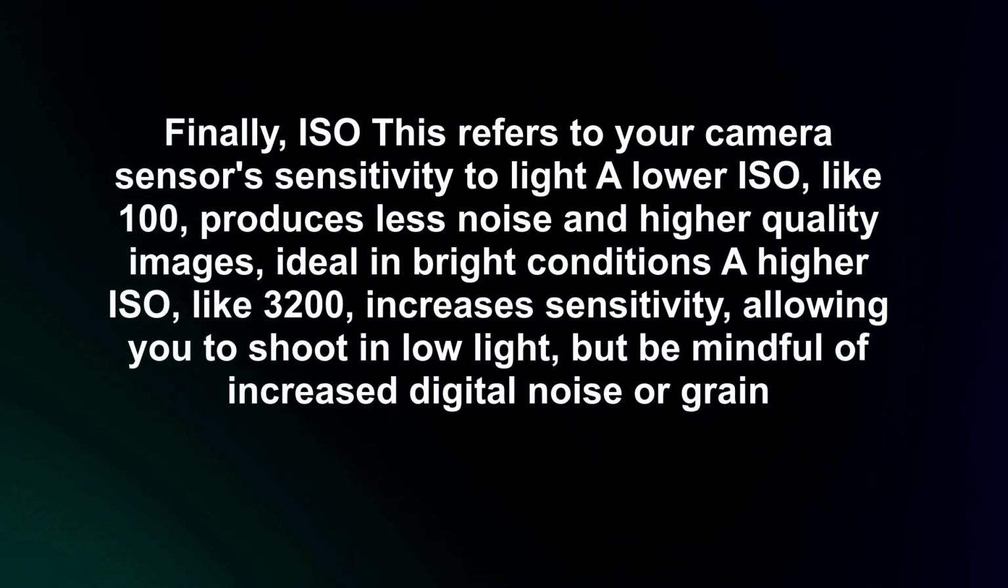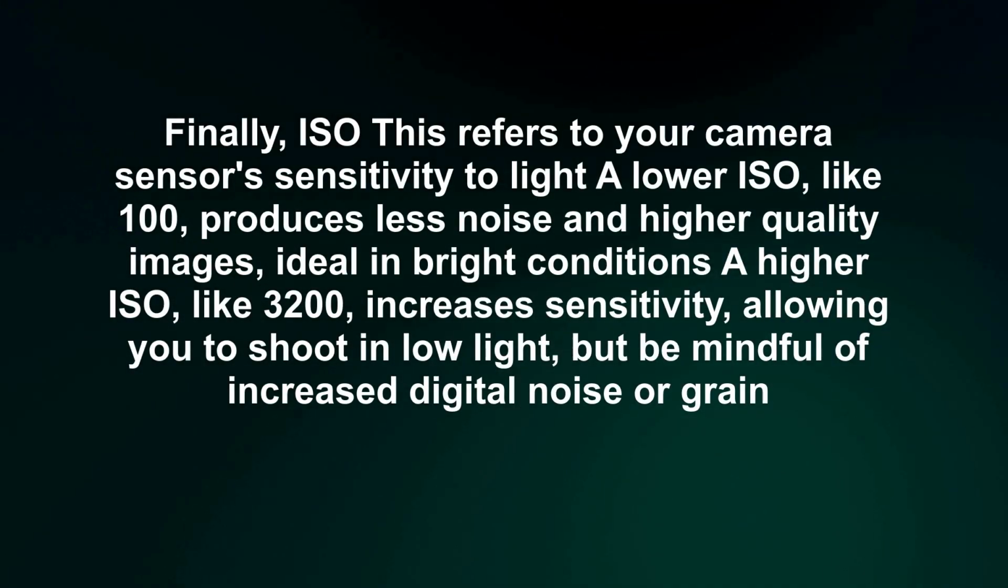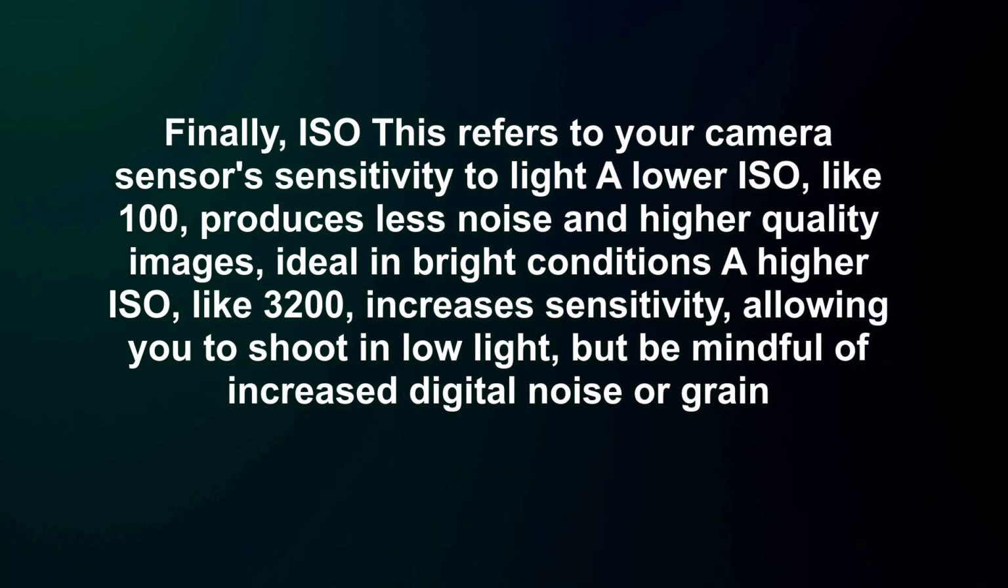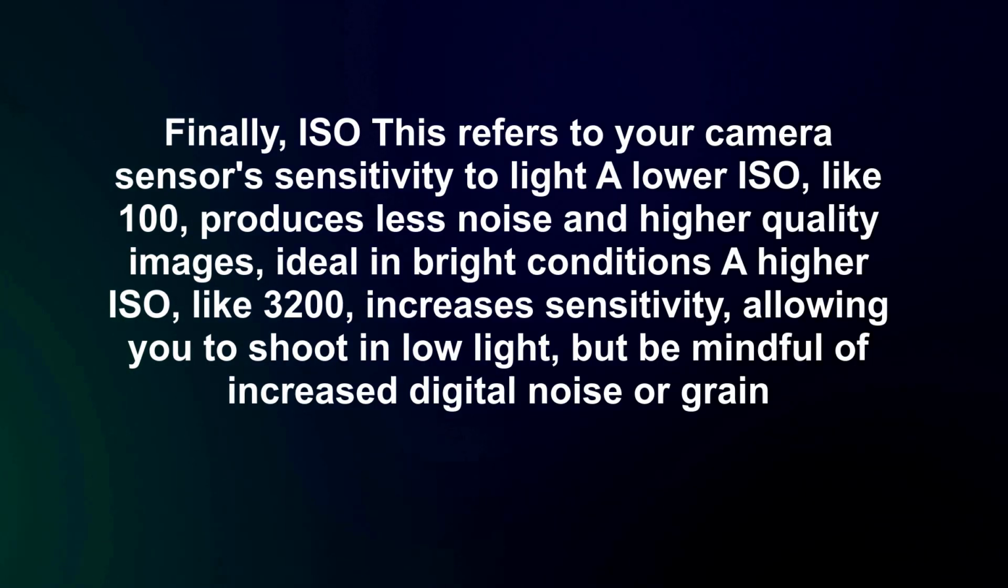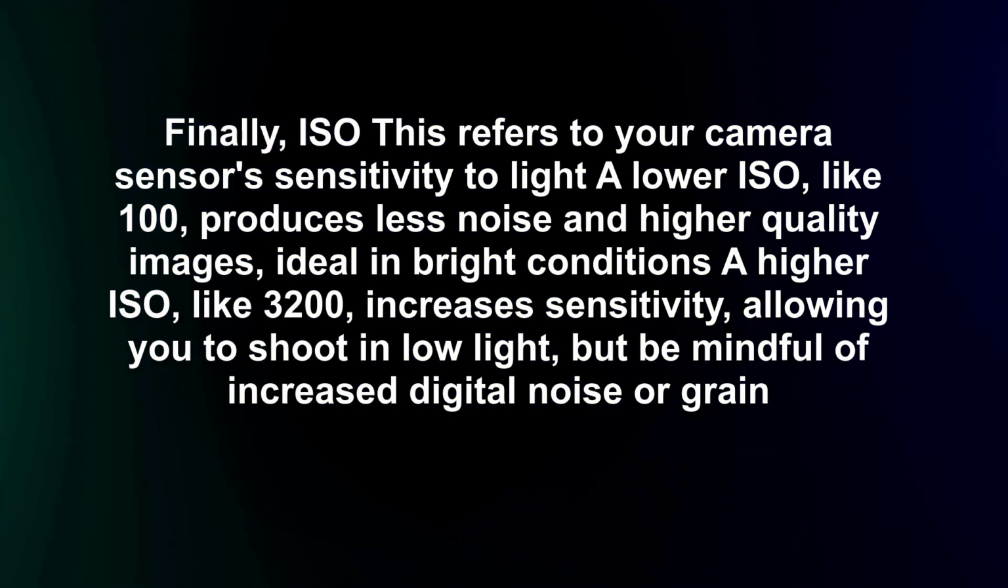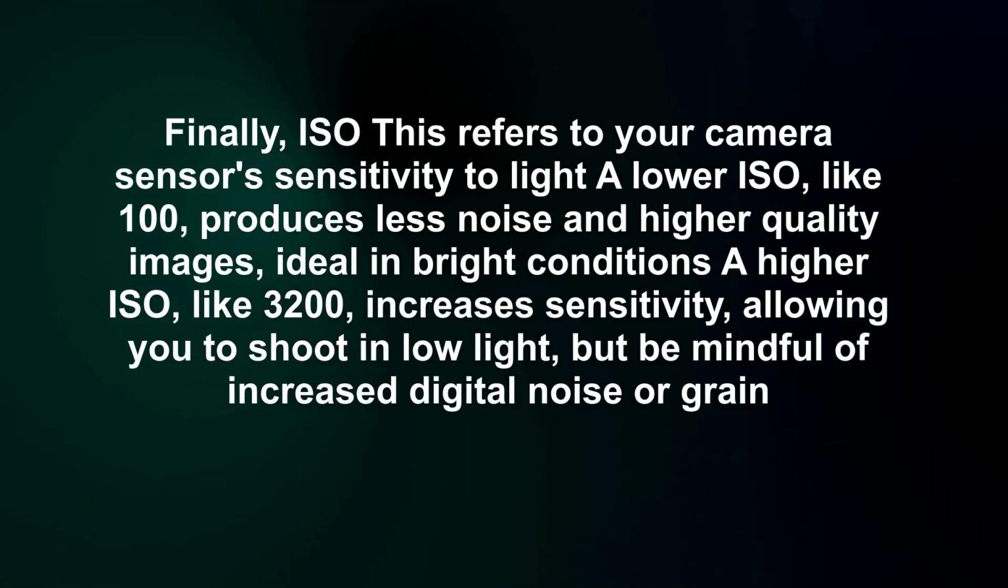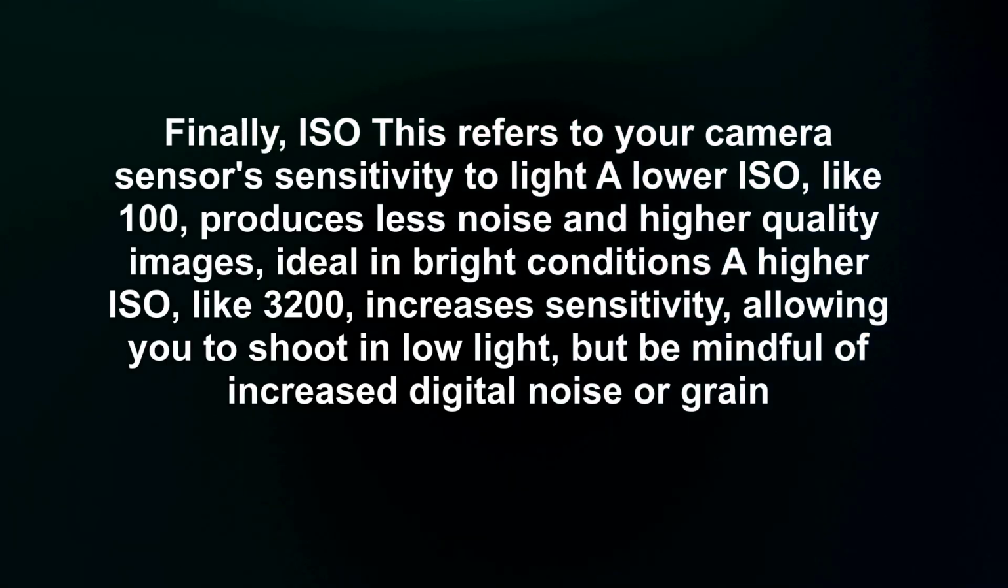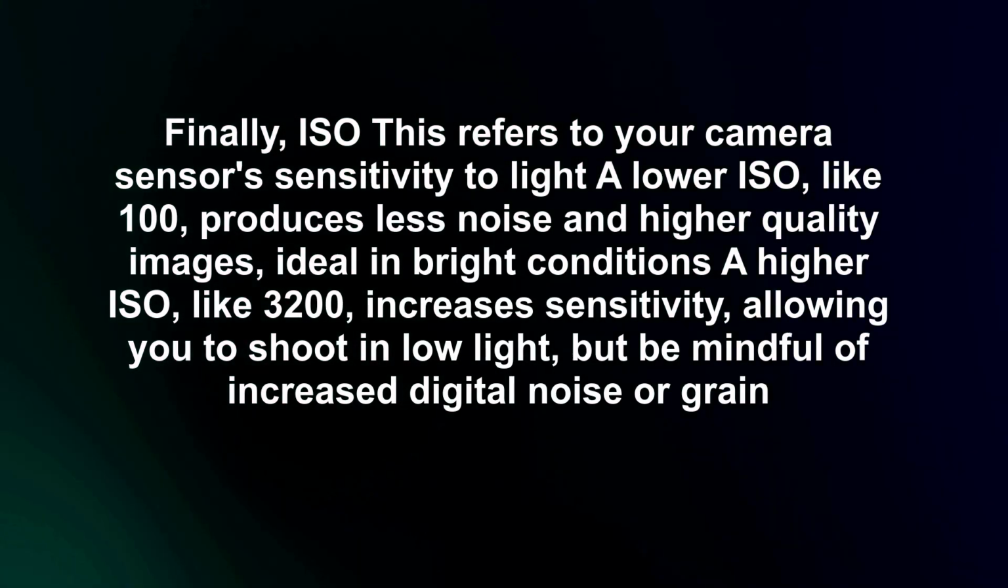Finally, ISO. This refers to your camera sensor's sensitivity to light. A lower ISO, like 100, produces less noise and higher quality images, ideal in bright conditions. A higher ISO, like 3200, increases sensitivity, allowing you to shoot in low light. But be mindful of increased digital noise or grain.